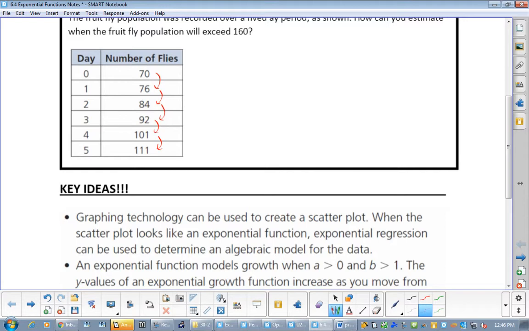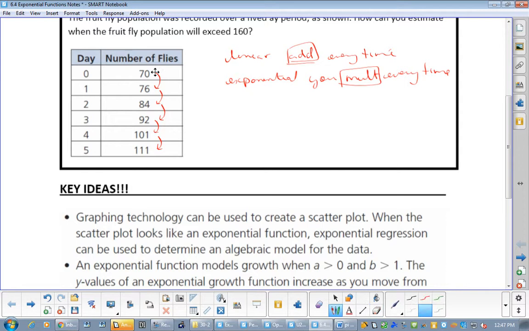Increasing. No, you do not add when it's exponential. That is linear. Linear, you add the same every time. So linear, you add every time. Exponential, you multiply every time. Well, what do you think that they're multiplying to get from 70 to 76? It's not nice and cut and dry like a 2 or a 3, is it?